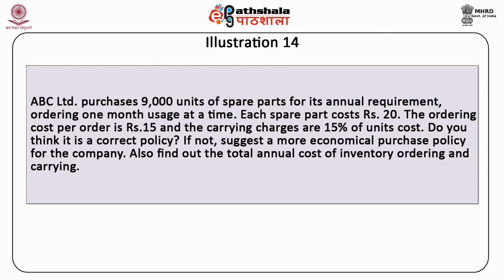ABC Limited purchases 9000 units of spare parts for its annual requirement, ordering 1 month's use at a time. Each spare part costs rupees 20. The ordering cost per order is rupees 15 and carrying charges are 15% of unit cost. Do you think it is the correct policy? If not, suggest a more economical purchase policy for the company. Also find out the total annual cost of inventory, ordering and carrying.